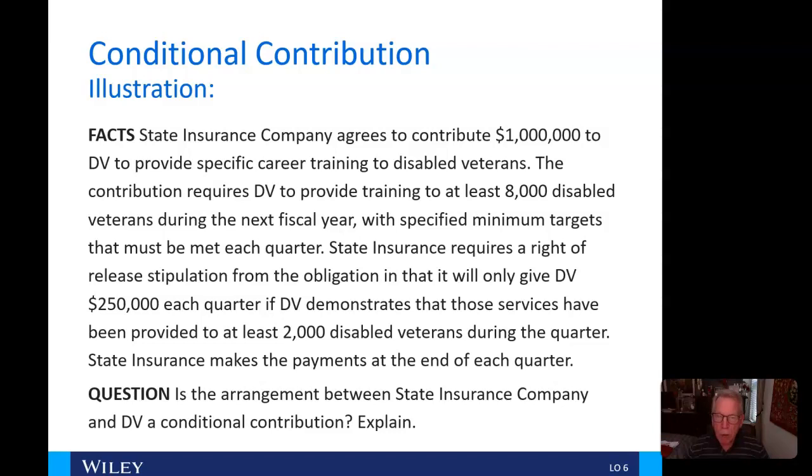State insurance requires a right of release stipulation from the obligation in that it will only give DV $250,000 each quarter if DV demonstrates that those services have been provided to at least 2,000 disabled veterans, that's 1/4 of the 8,000 total up there, during the quarter. State insurance makes the payments at the end of each quarter. The question is, is the arrangement between state insurance and DV a conditional contribution?